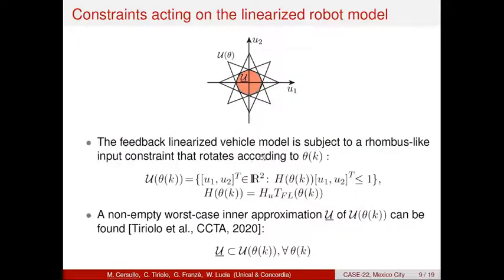The feedback linearized vehicle model is also subjected to rhombus-like input constraints, but in this case, they are dependent on the orientation of the robot. But it's possible to find a non-empty worst-case inner approximation, as we can see in the figure, that does not depend on the orientation of the robot.